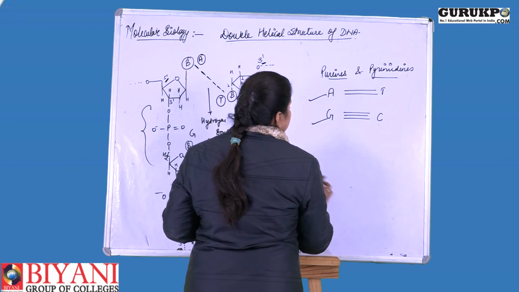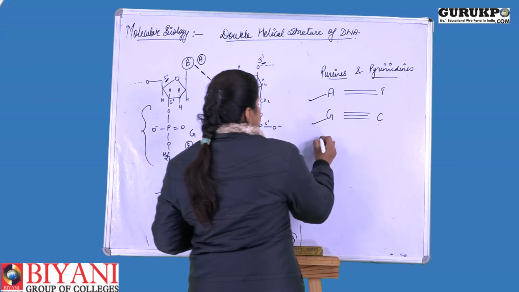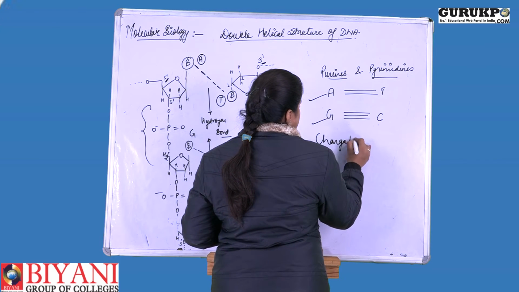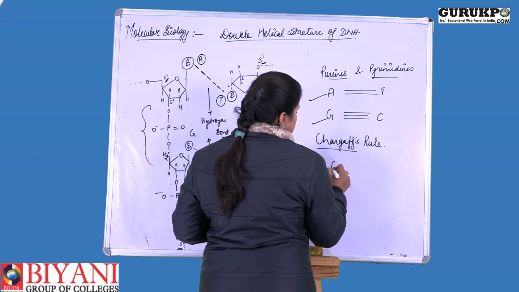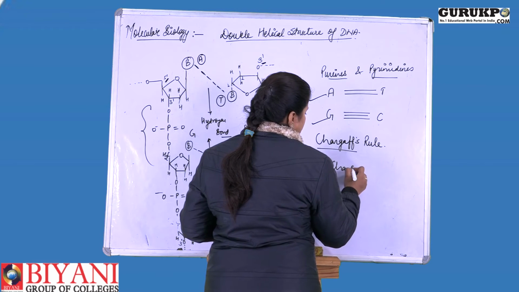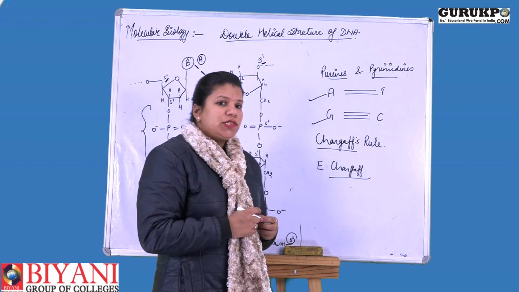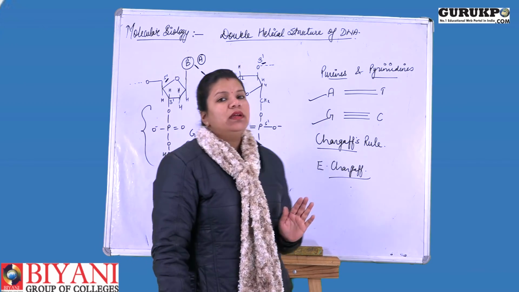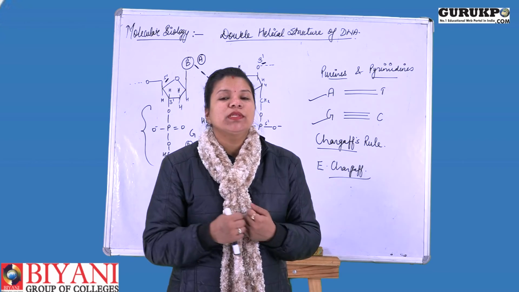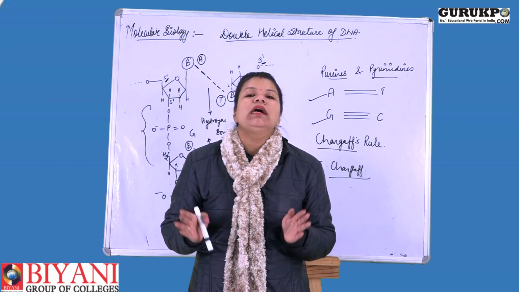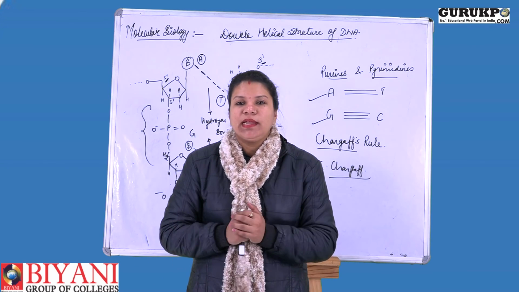Now, according to this complementary base pairing, a rule was given by Chargaff, which is known as Chargaff's rule. It was given by the scientist E. Chargaff, which states that whenever a purine pairs with a pyrimidine, right, there is an equal amount of both these two nitrogenous bases in the DNA double helical structure.